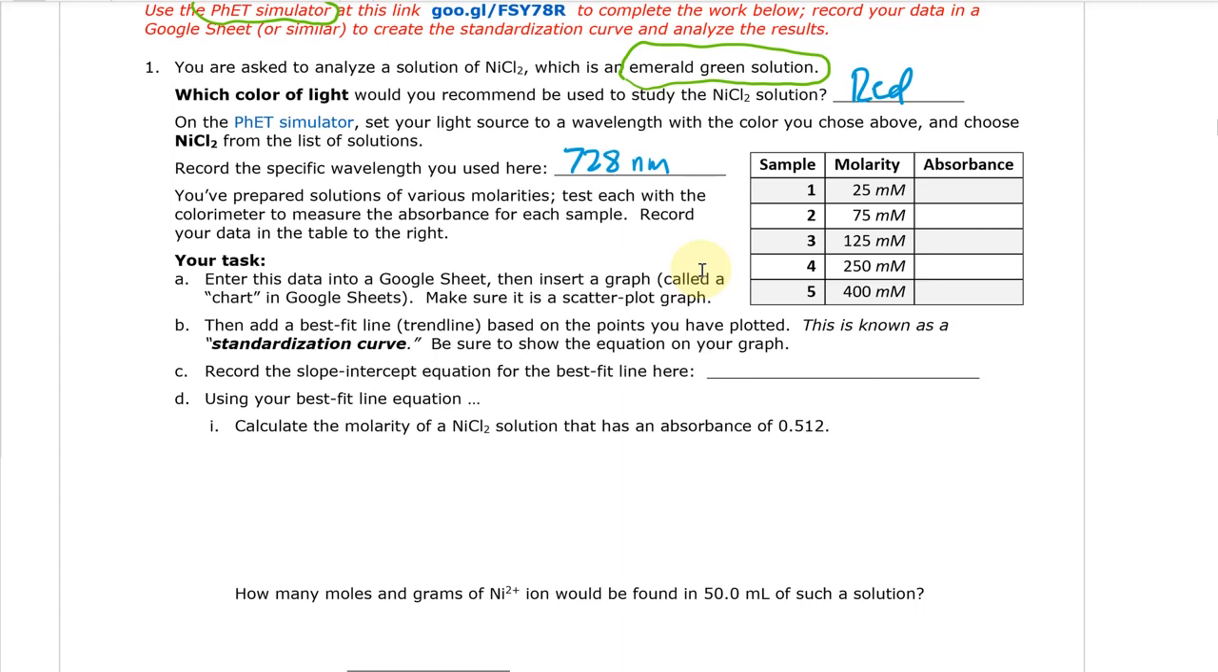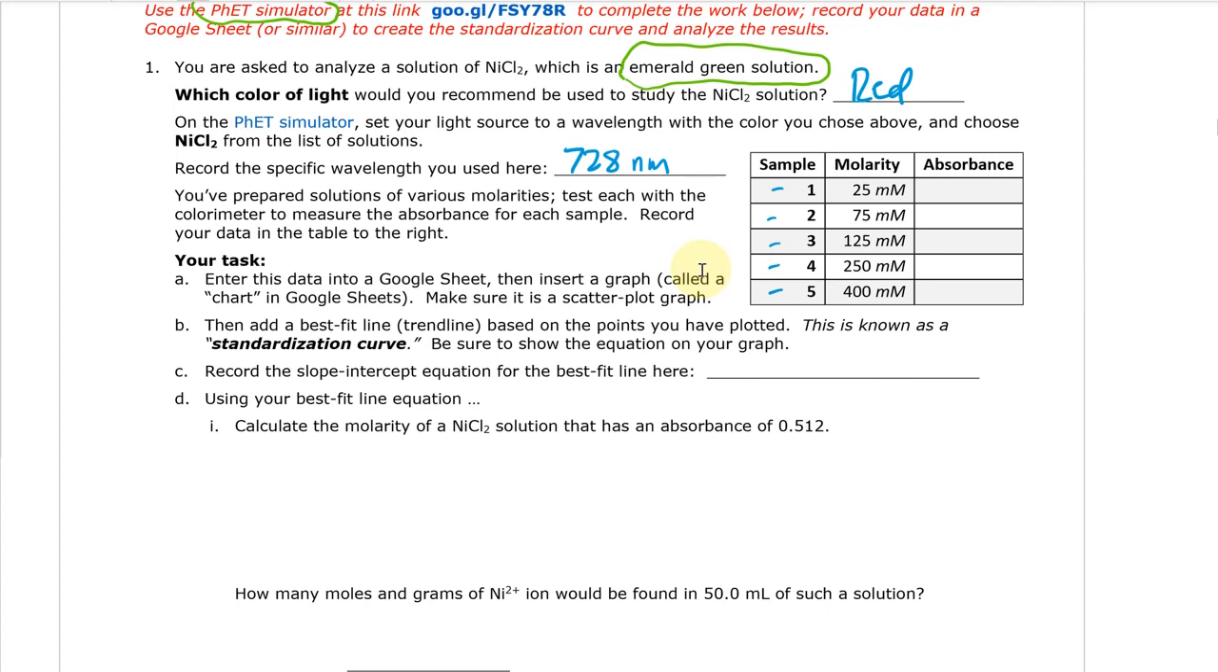Now, you'll notice this has 5 samples in it. So we have 5 samples, 1, 2, 3, 4, 5 samples. And typically when we're doing what's called a standard curve or a standardization curve, we want at least 4, maybe 5 different points or different samples to test.